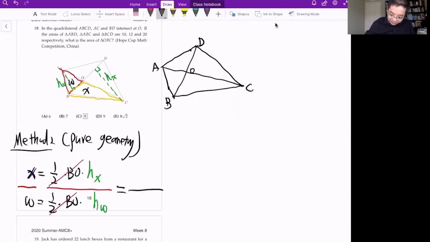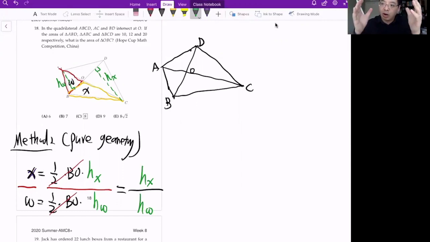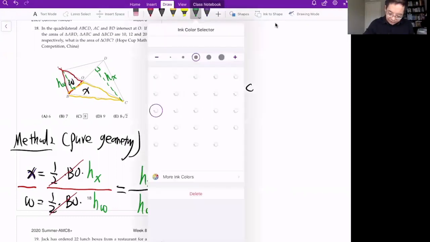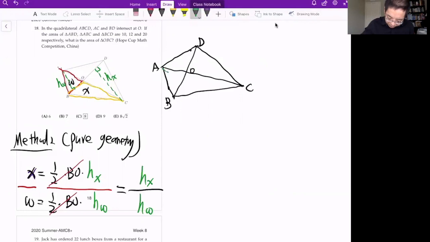It gives me HX over HW. Well, this is quite understandable. If you have two triangles that share a common side, then the ratio between their areas is the same as the ratio between their heights, right? Quite reasonable. Now let me redraw these two heights here. So this is the HW, and this is the HX.